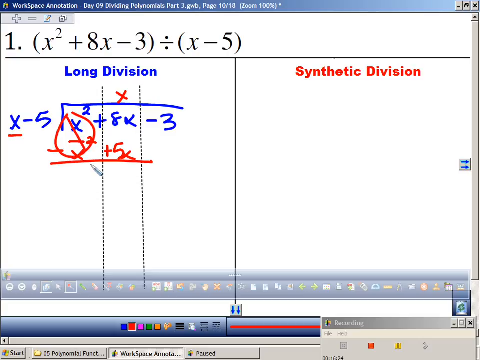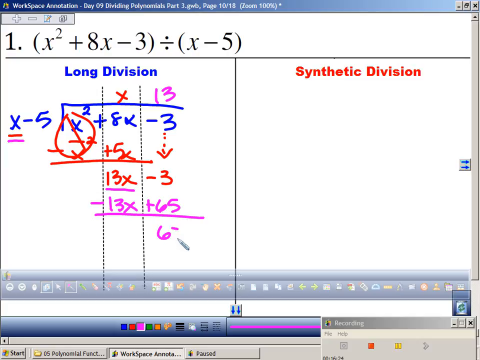This goes away. 8x plus 5x is 13x. Bring down the -3. Then I ask myself, how many times does x go into 13x? It goes in 13 times. 13 times -5 is -65, and 13 times x is 13x. Draw the line, change the signs. 65 and -3 makes 62.